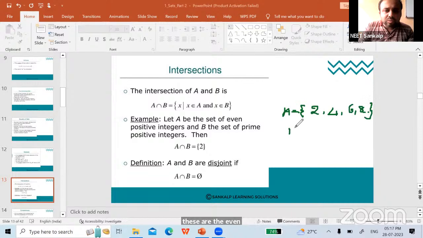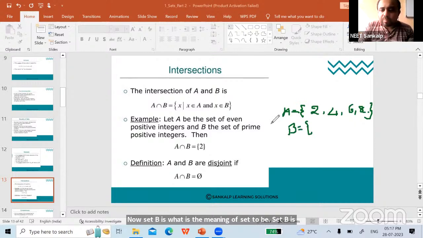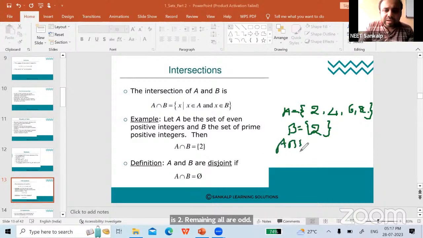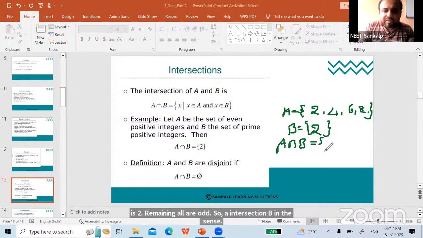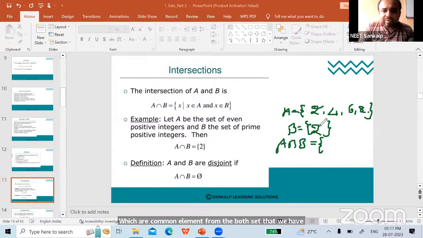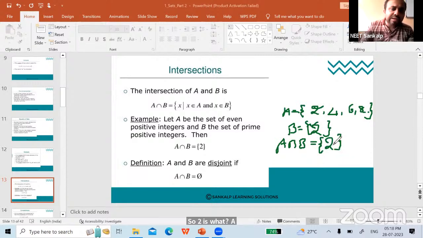Now what is set B? Set B is a set of prime positive integers. The only even prime is 2, and the remaining primes are all odd. A intersection B means the common elements from both sets. So 2 is a common element of both sets, so 2 is A intersection B. Is that clear, students?